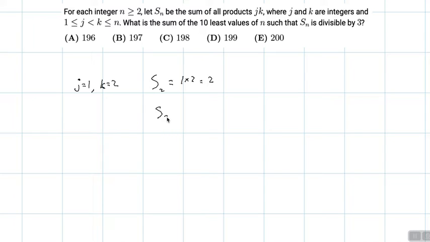Now looking at S sub 3. In this case, we could have, again, j equal to 1, k equal to 2. But we could also have j equal to 1, k equal to 3. We could have j equal to 2, k equal to 3. And so that sum would be 1 times 2 plus 1 times 3 plus 2 times 3.